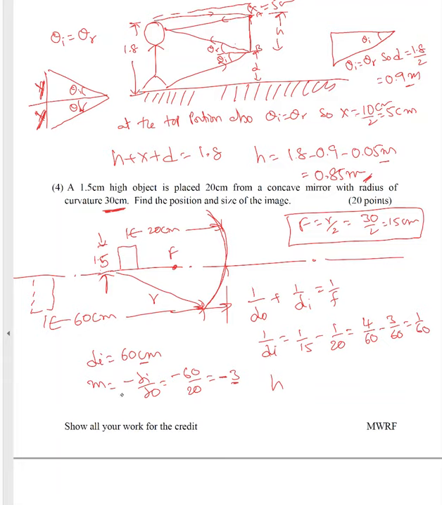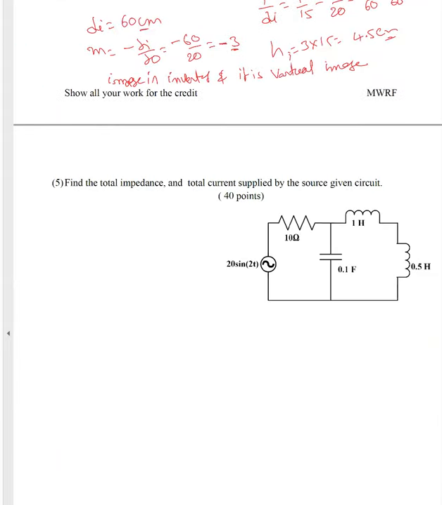So magnification factor m is minus d i by d naught, minus 60 over 20, which is minus 3 times. So height of the image must be 3 times 1.5, which is 4.5 centimeters. So the image is inverted. Is it a real image or virtual image? So here the object is just 20 centimeter away, but image looks like it is 60 centimeter away and it is inverted, so it's not a real image. So image is inverted and it is a virtual image. Okay, now going to the next example.